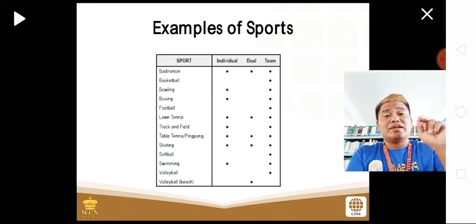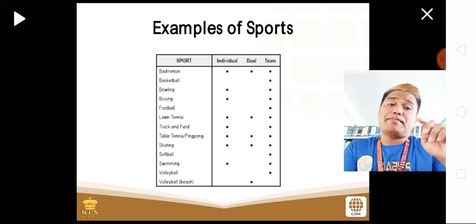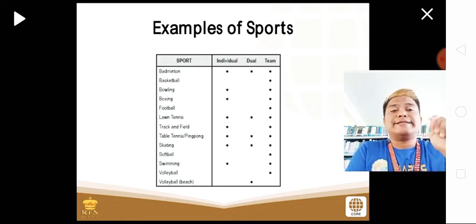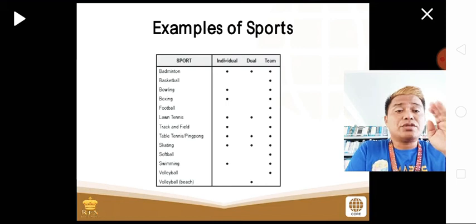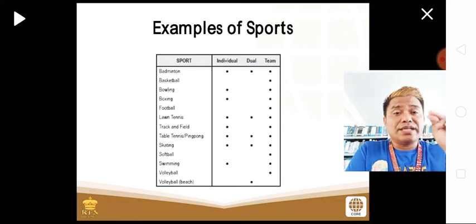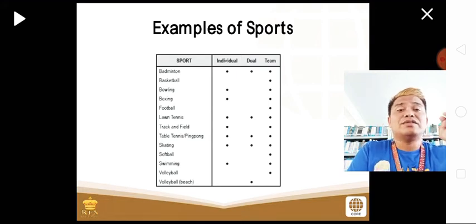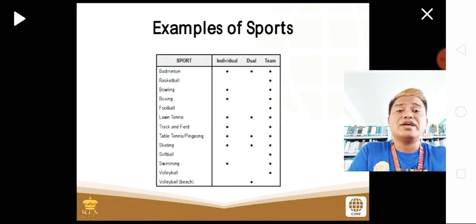Try to observe the dots on my PowerPoint. The bowling, that's what we call individual and team sports. Football is also a team sport. Lawn tennis is complete: individual, dual, and team sports. Track and field is individual. We also have team sports. Table tennis or ping pong, complete: individual, dual, and team. Skating is also complete.